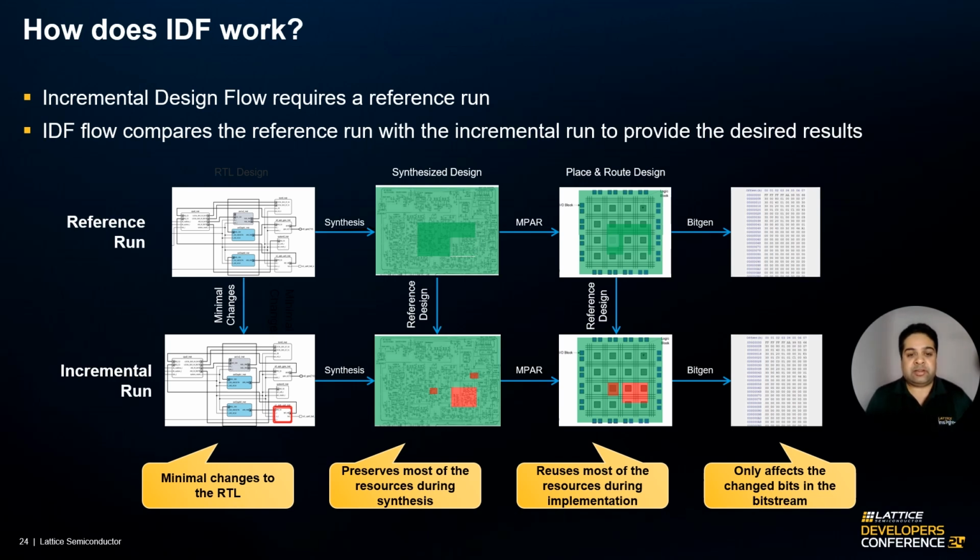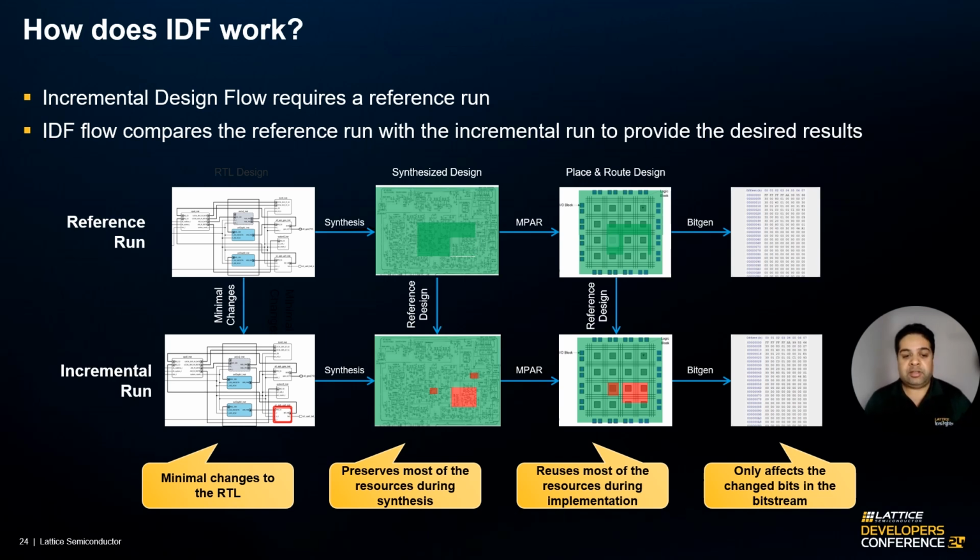The incremental design flow requires a reference run. The incremental design flow compares the reference run with the incremental run to provide the desired results. As you can see in the images below, there has to be a reference run that includes synthesis, map, place and route, and bitstream generation.